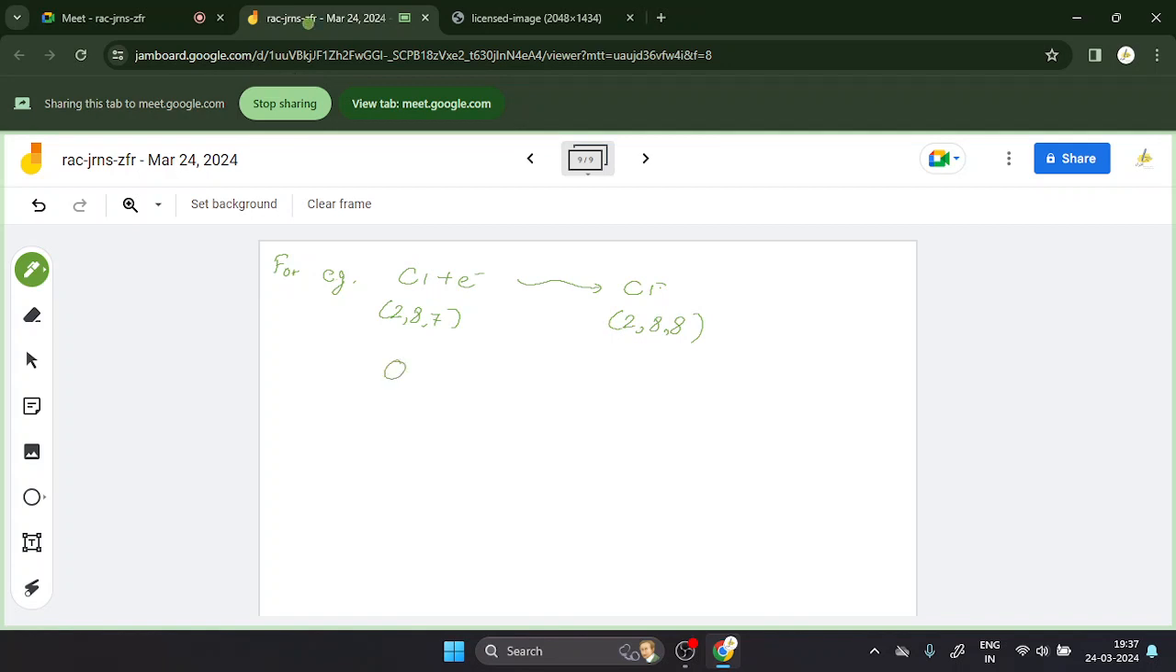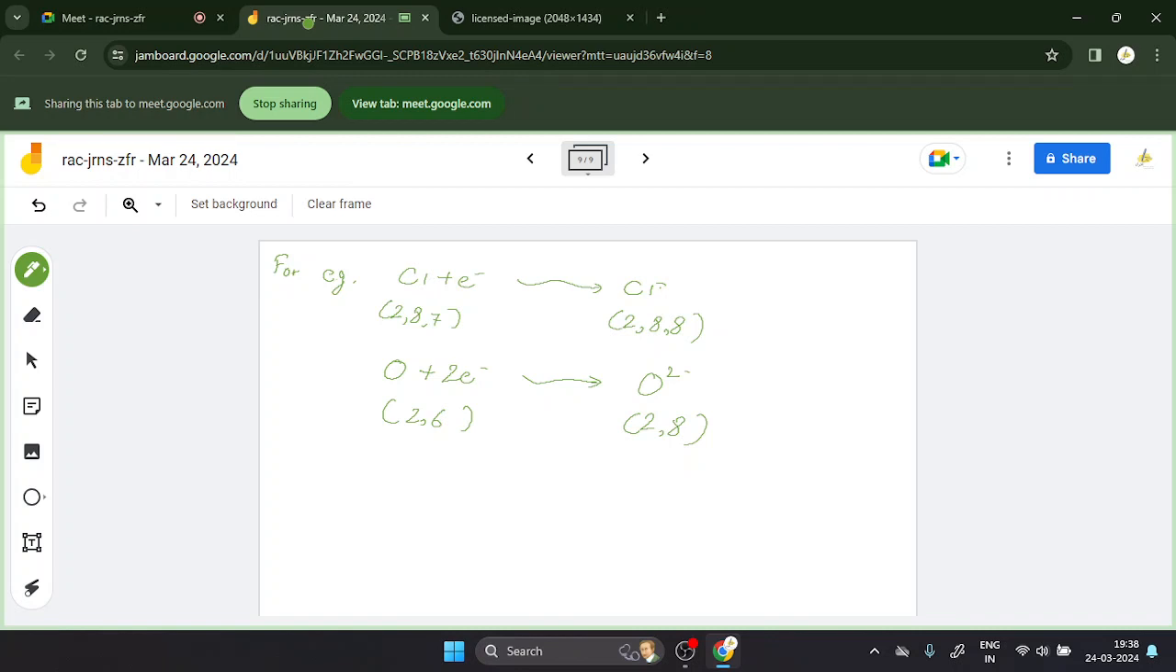Oxygen has atomic number 8. It gains 2 electrons to achieve the nearest electronic configuration, 2,6 becoming 2,8. After attaining 2 electrons, it will become O2 minus, and the electronic configuration will be 2,8. Clear? This is non-metallic character.